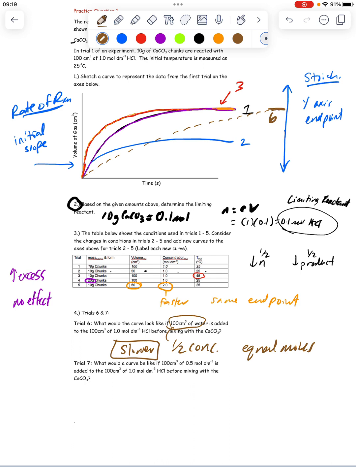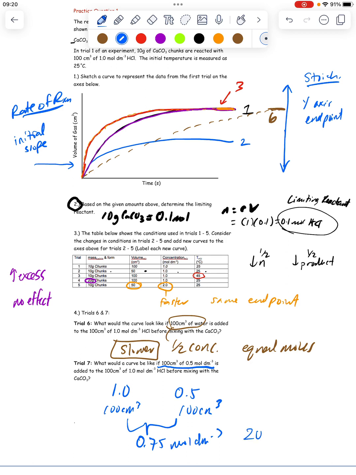Trial 7, what would a curve be like if 100 cm³ of 0.5 molar is added to 100 cm³ of 1 molar before mixing? Okay, this one's probably the trickiest of the bunch. In this one, I've added a bunch of acid that is less concentrated. So when I mix 1 molar and 0.5 molar, 100 cm³ of both, you can figure out that on average, the new concentration will be right in the middle. Okay, so now I've got 0.75 molar.